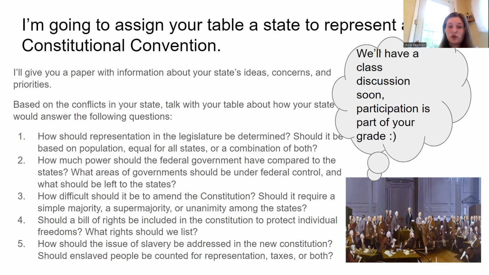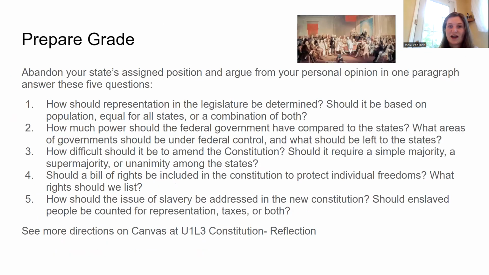Should a Bill of Rights be included in the Constitution to protect individual freedoms? What rights should we list? How should the issue of slavery be addressed in the new Constitution? Should enslaved people be counted for representation, taxes, or both?